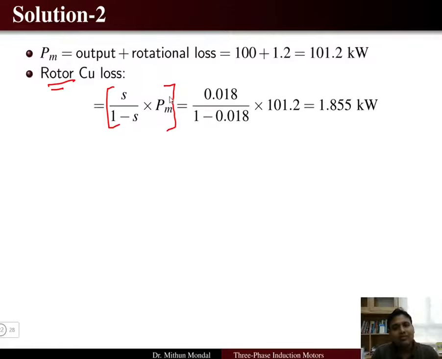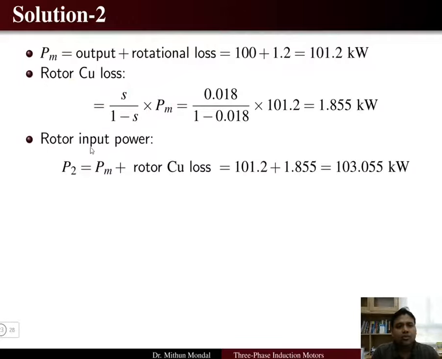Here we have determined the value of the gross mechanical power, and we have to find the rotor copper loss at a particular slip. So we substitute the values of slip and the gross mechanical power and find the rotor copper loss as 1.855 kilowatt.